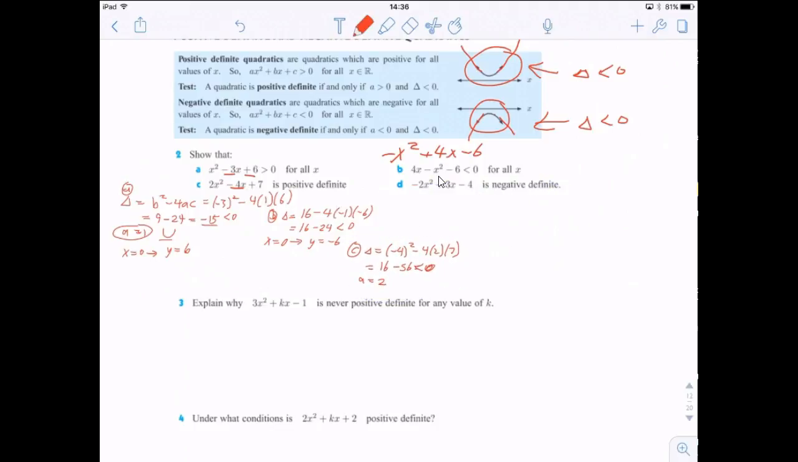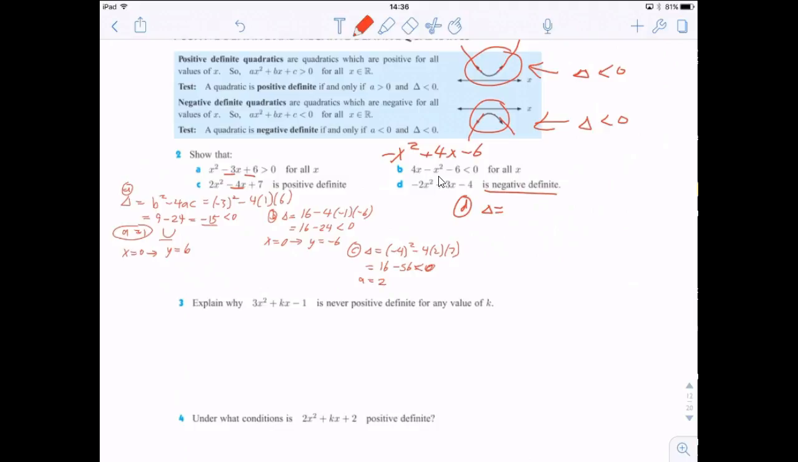Now let's do D. Okay, so D, it says to show that it's negative definite. So again, we always want to show that the discriminant is negative, so that it doesn't cross the x-axis. Negative definite doesn't mean the discriminant is positive. The discriminant is negative because we don't want it to cross the x-axis. So even for negative definite, we do want the discriminant to be negative.